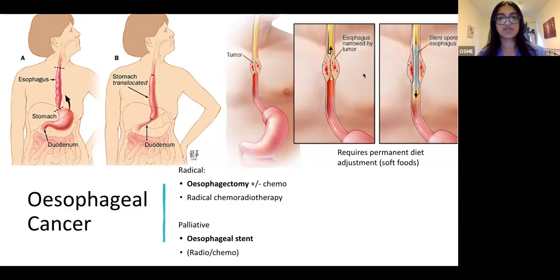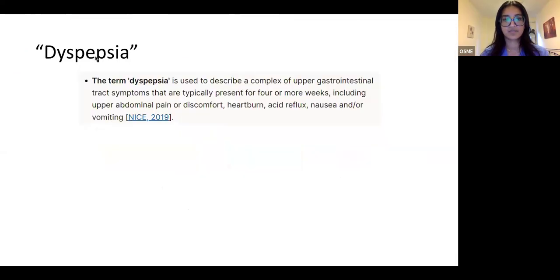And because of the location of the tumor and the narrowing of the lumen of the esophagus, it does require permanent soft foods because you can't get solid food past this obstruction.